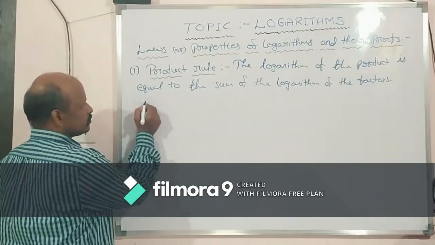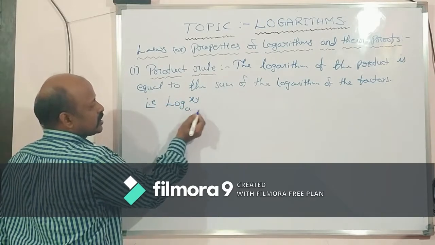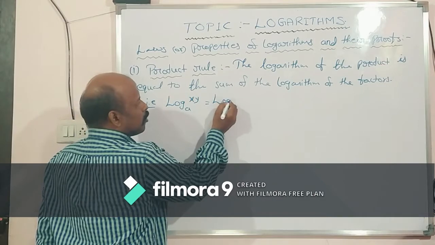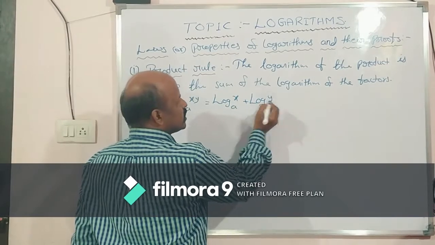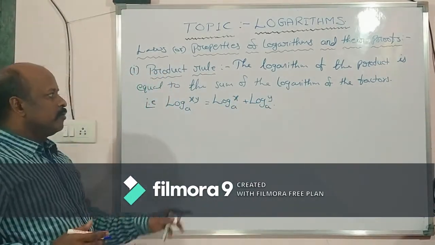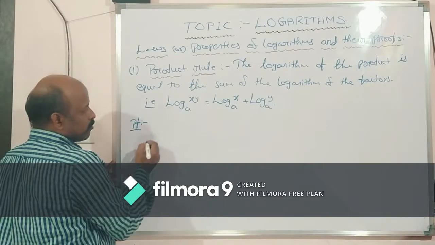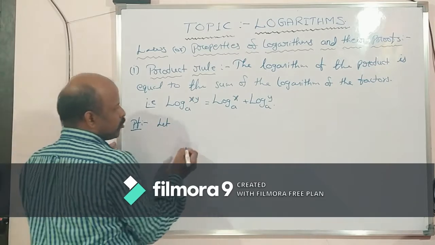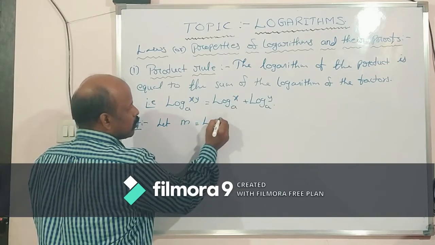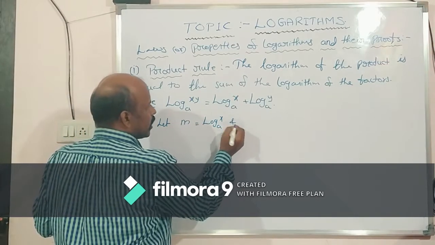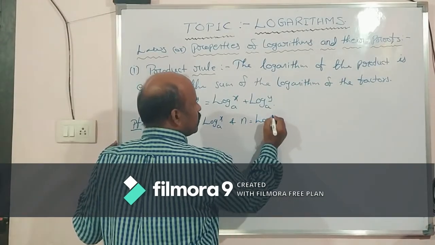That is, log xy base a is equal to log x base a plus log y base a. Now I am going to derive this formula over here. Proof. So let me take m is equal to log x base a and n is equal to log y base a.